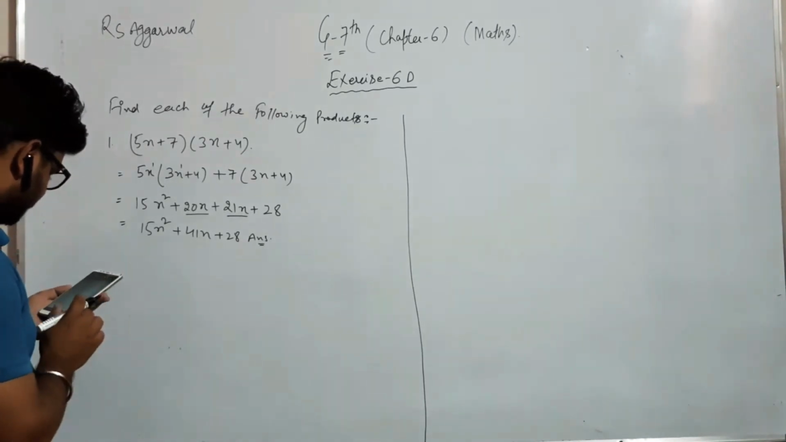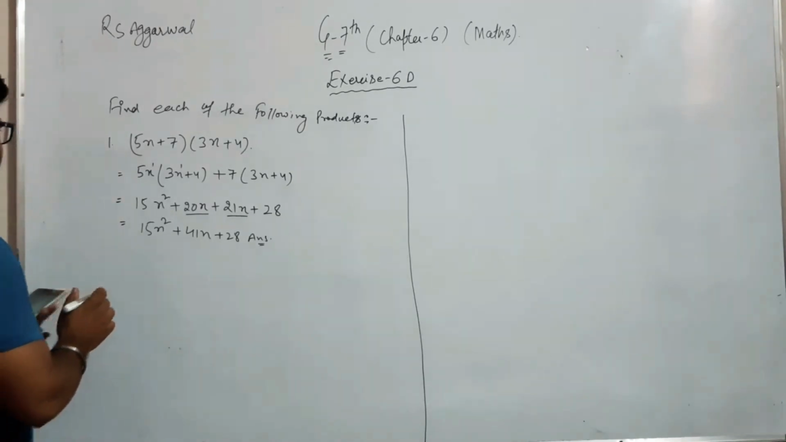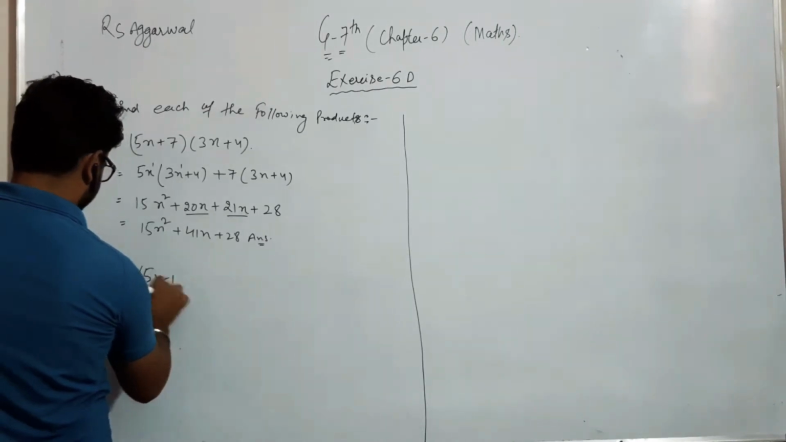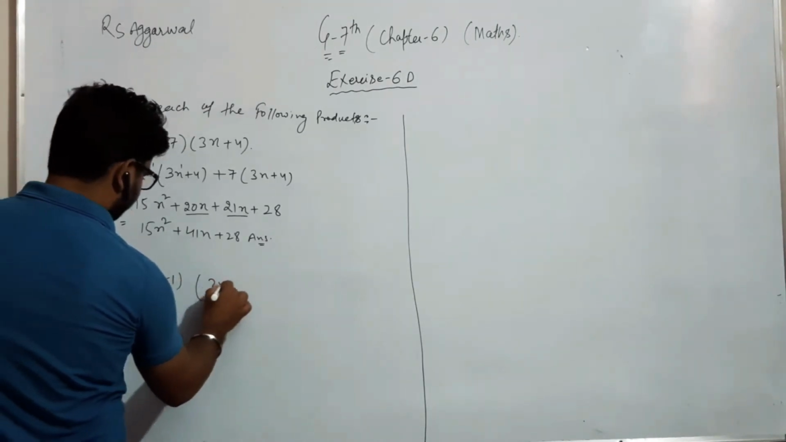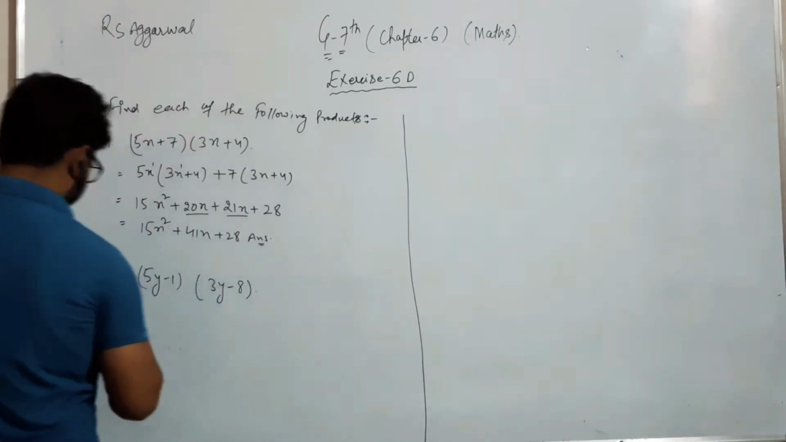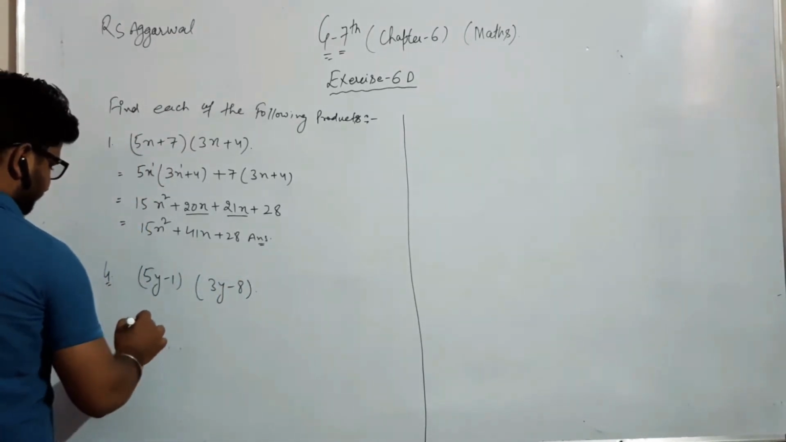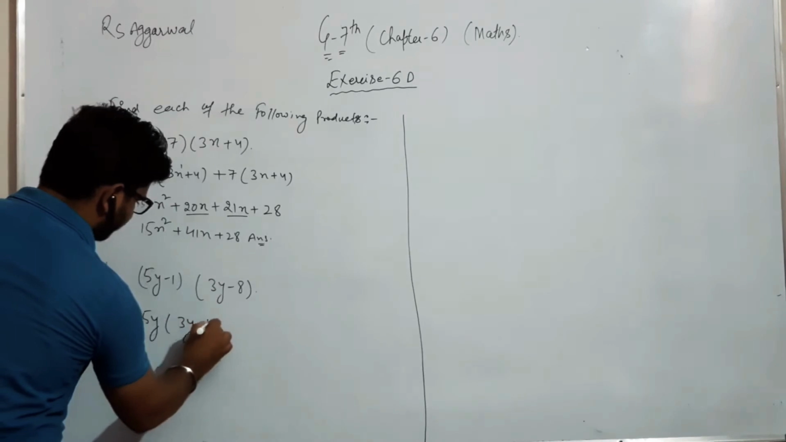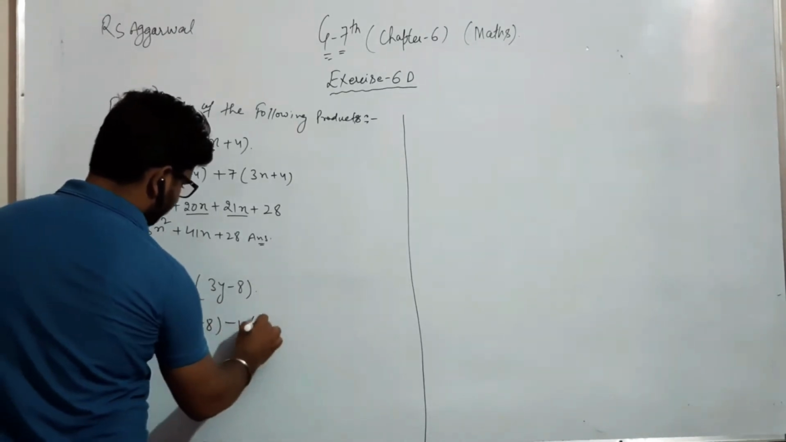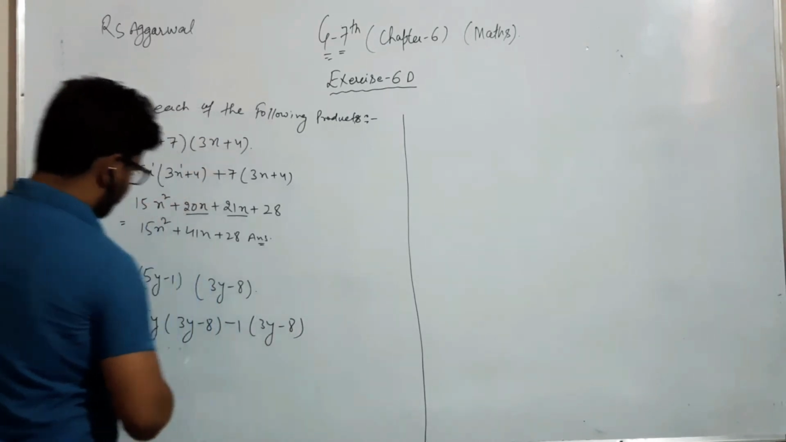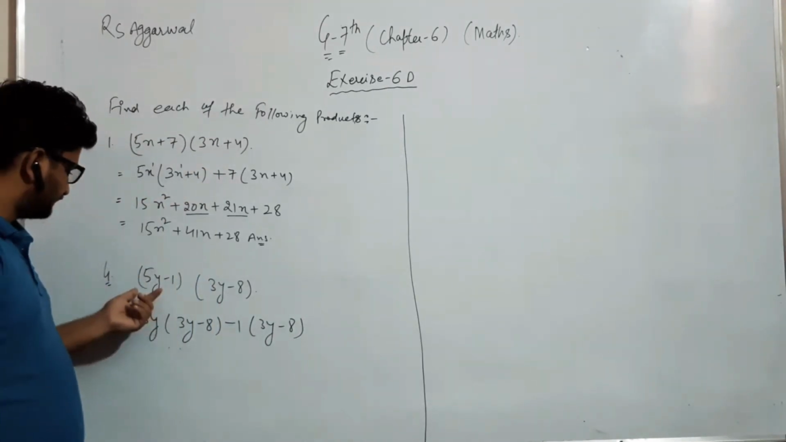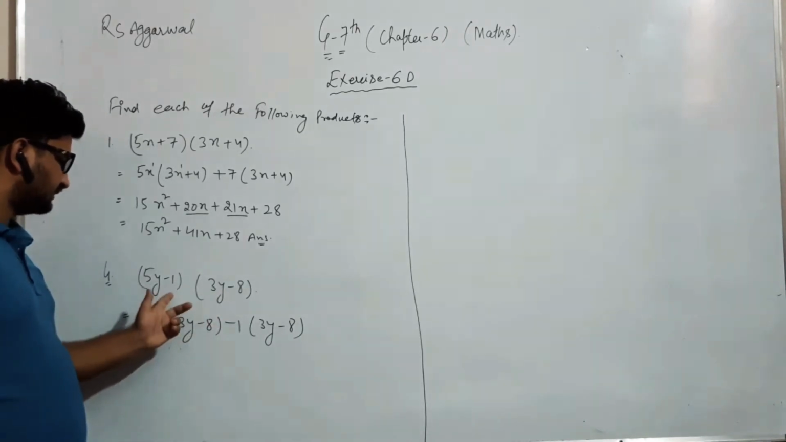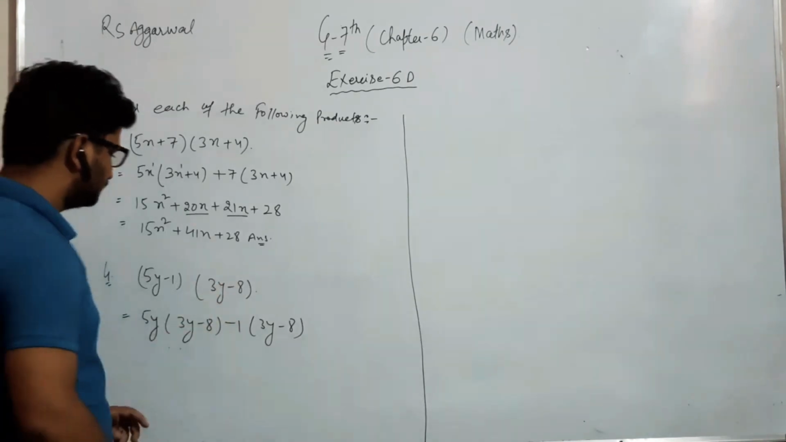The next question we are doing is the fourth question: 5y minus 1 multiplied with 3y minus 8. In this question we first multiply 5y with the whole bracket 3y minus 8. Then we take minus 1 with 3y minus 8. Same as the first question: 5y is multiplied with 3y minus 8, and the minus 1 we write here, and minus 1 is multiplied with the whole bracket 3y minus 8.